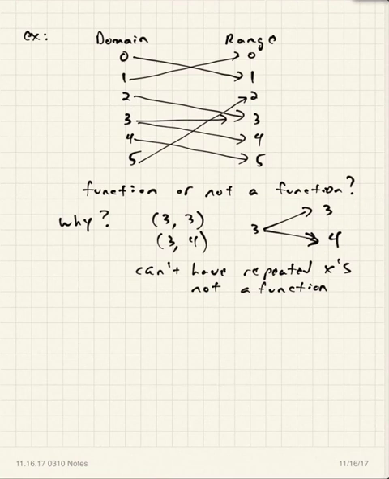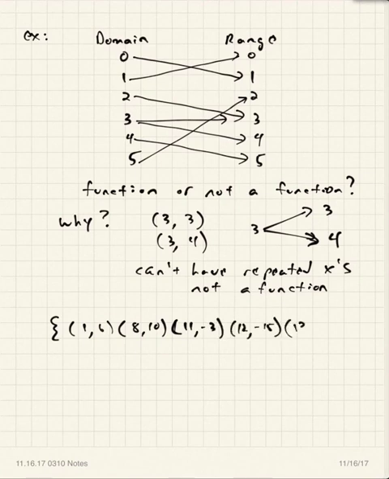So now, arrow diagrams are one way you might see a function written out. You might see a function written out simply as a set of ordered pairs. So 1, 6, 8, 10, 11, negative 3, 12, negative 15, 13, 10, like this. And with this set of ordered pairs, would this be a function or not a function? What would the domain be, first of all? The domain for this would be 1, 8, 11, 12, and 13, and the range would be 6, 10, negative 3, and negative 15. Function or not a function?